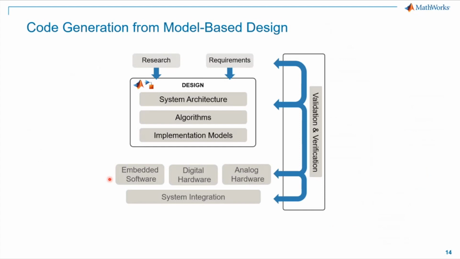And we can look at this in a little more detail. When we look at the code generation from model-based design, again, you start with your research requirements, you go through your system architecture, algorithm design phase, and into your implementation models. Next. Build here. And this is where DSP Builder comes in, right? So you've built this Simulink model, and DSP Builder can be that bridge between your implementation model. So this is going to be a model of your algorithm in fixed point that you can now deploy onto your hardware.